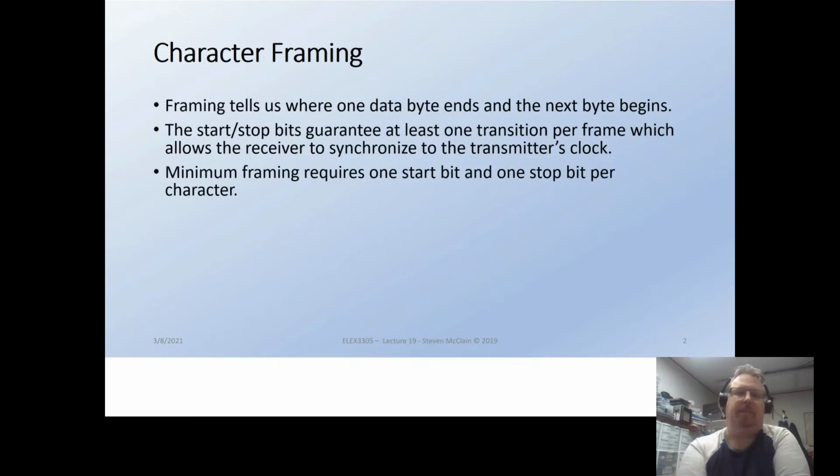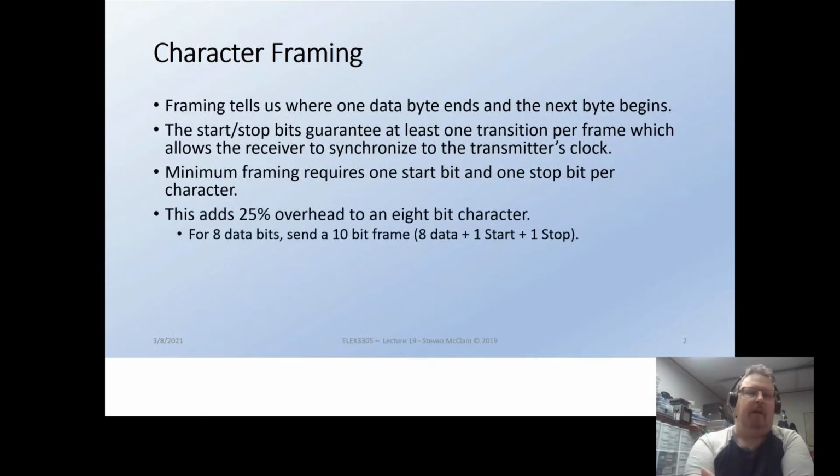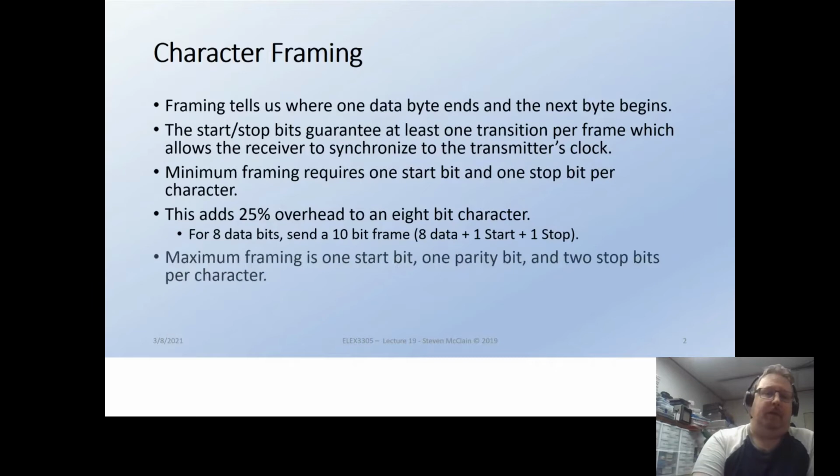Minimum framing is 1 start bit, 1 stop bit. Sometimes you can see 2 stop bits. I don't think I've ever seen 2 start bits, but I've seen 2 stop bits. It adds a bit of overhead. So for 8 bits of data, you're going to have a 10-bit frame, right? 1 start bit, 1 stop bit, plus your 8 data bits, so it's a 25% overhead.